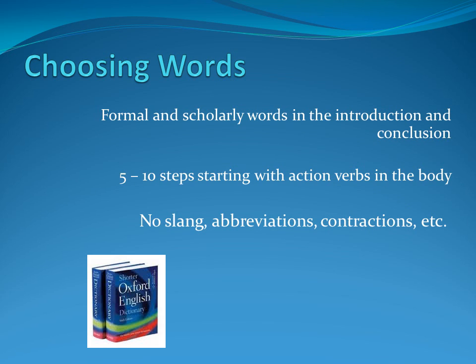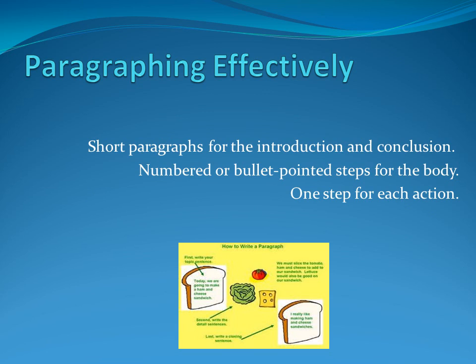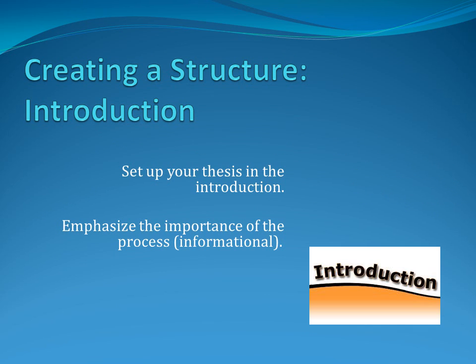Slang would be a word like nowadays. An abbreviation might be O.K. or etc. A contraction would be a word like don't or can't. Spell out those words, and remember, cannot is actually one word. Paragraph effectively. You'll use short paragraphs for the introduction and conclusion. There'll be numbered or bullet-pointed steps for the body, and there'll be one step for each action in the body.